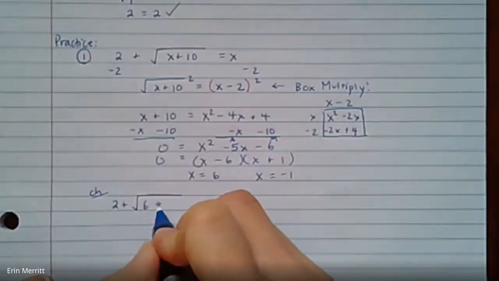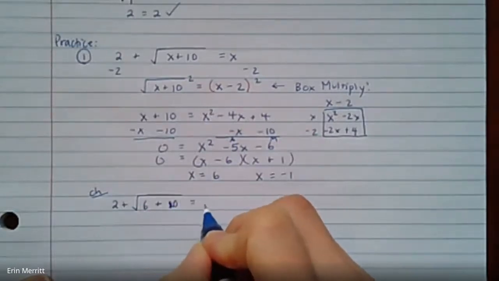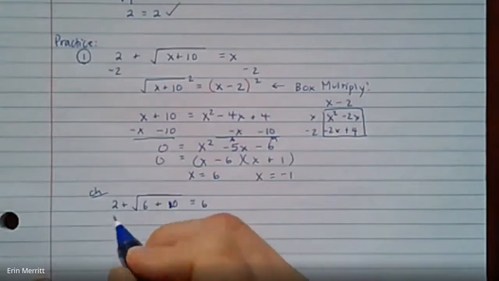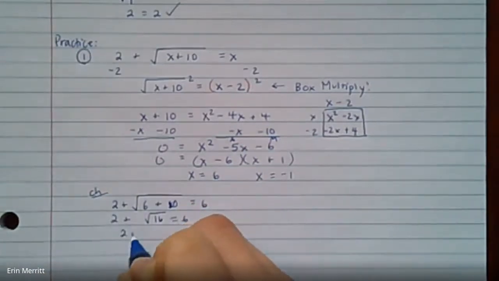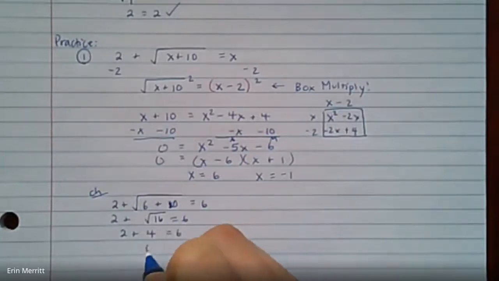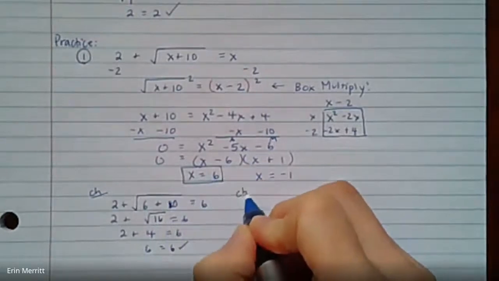So 6 plus 10, and then I have to plug in a 6 here. This gives us radical 16. So 2 plus 4 equals 6. Gorgeous. That first one's good to go. All right, check the second one.